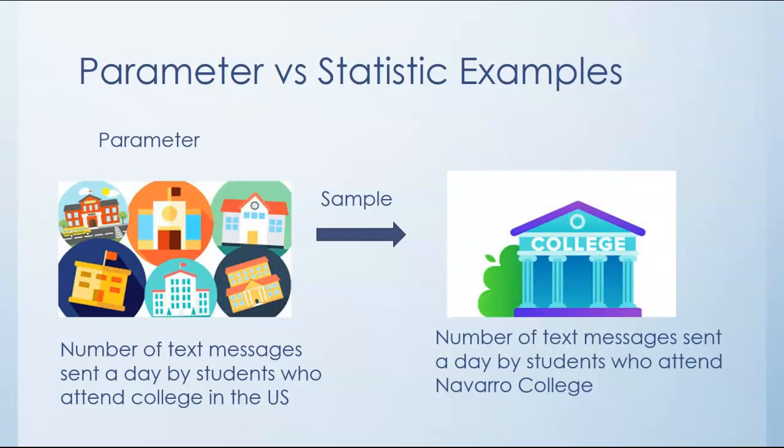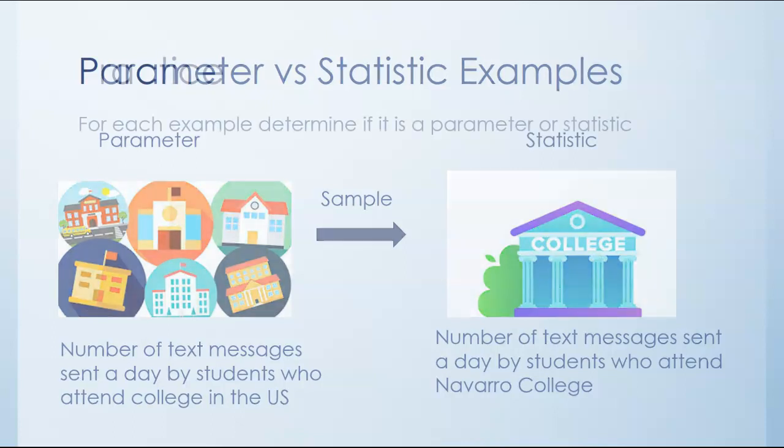So again, we have to be really careful between parameter and statistic and really understand the difference between a population and a sample, and be able to identify those two things in regards to each other, because they can change based on the question you're asking.